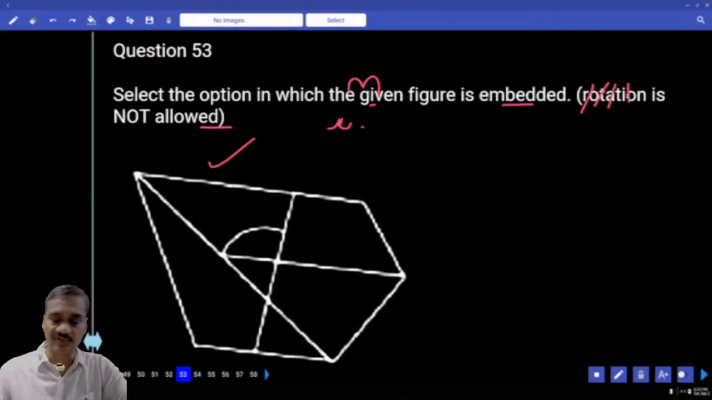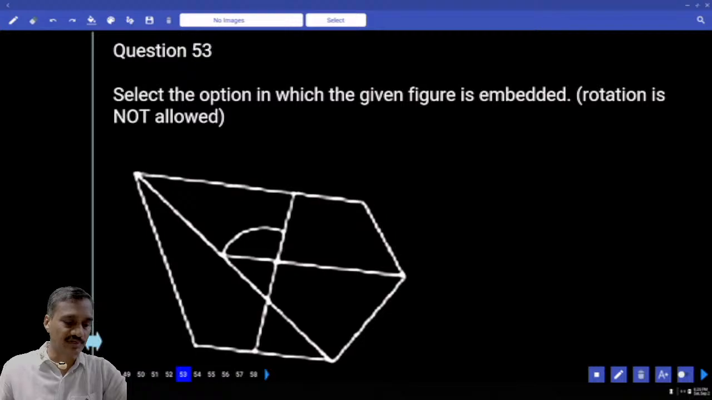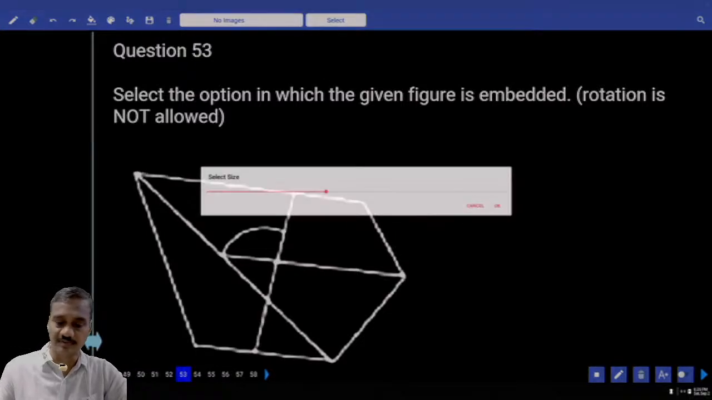The next one, 53. Now in this 53 we need to find out the figure that is embedded into this one.